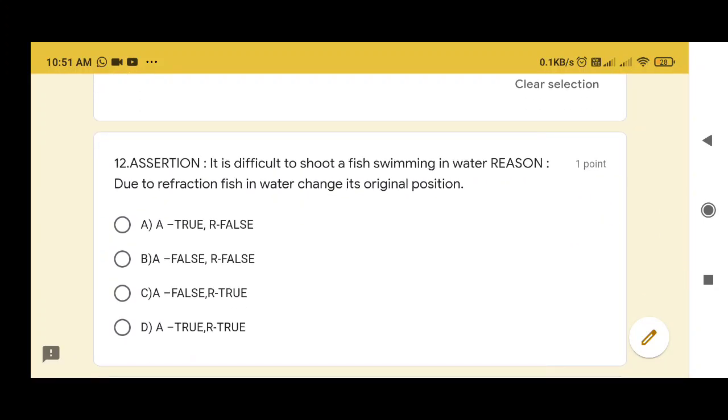12th one, assertion: it is difficult to shoot a fish swimming in water. The reason: due to refraction, fish in water changes its original position. Here the assertion is that it is difficult to shoot a fish swimming in water. Is that correct? And the reason is that due to refraction, fish in water changes its original position. So both are correct. That's why D is the right answer. A is true, R is true.